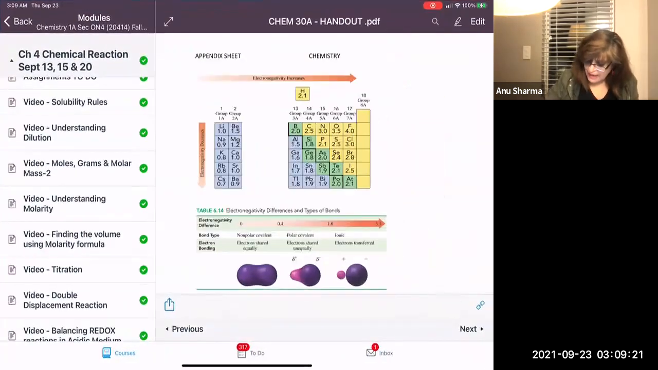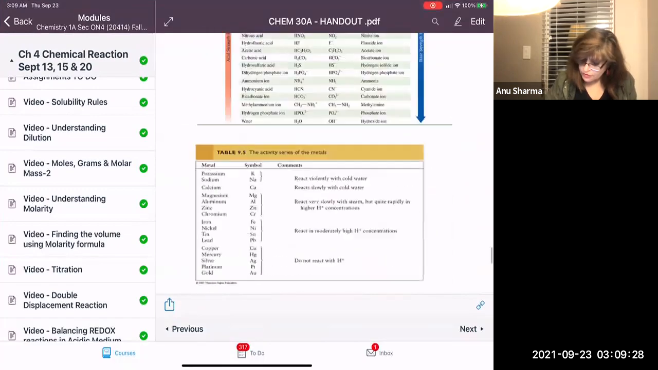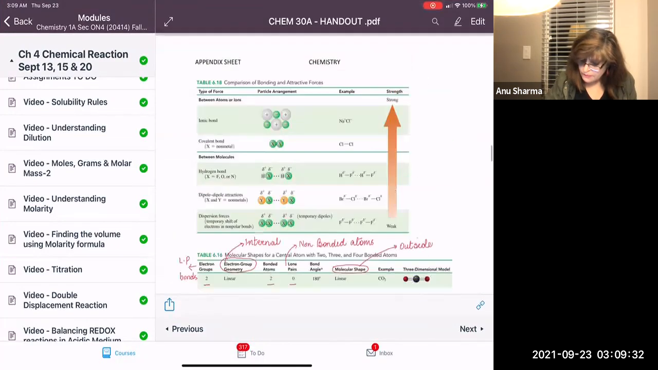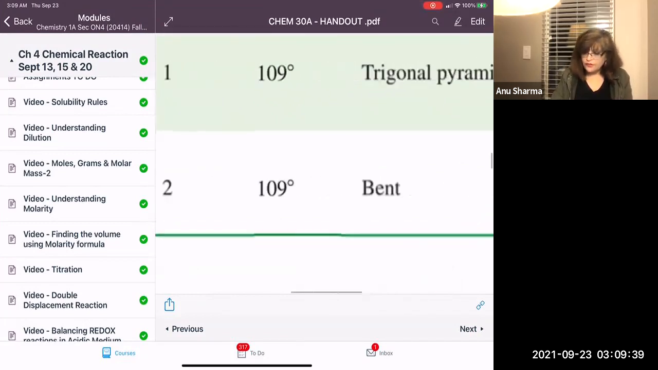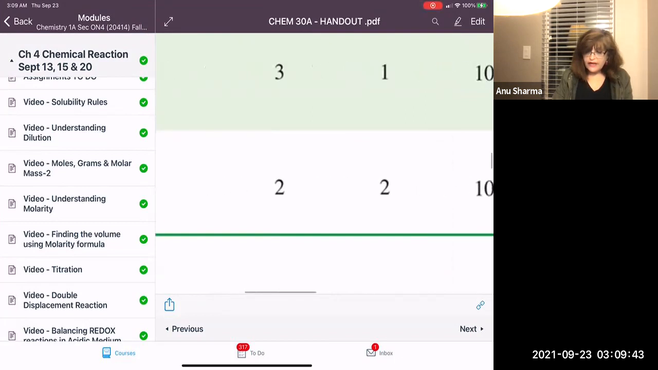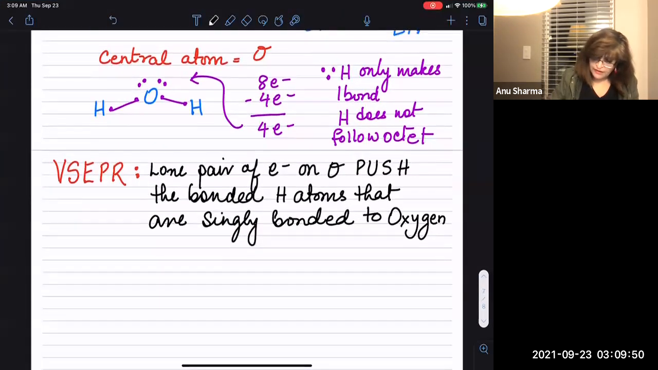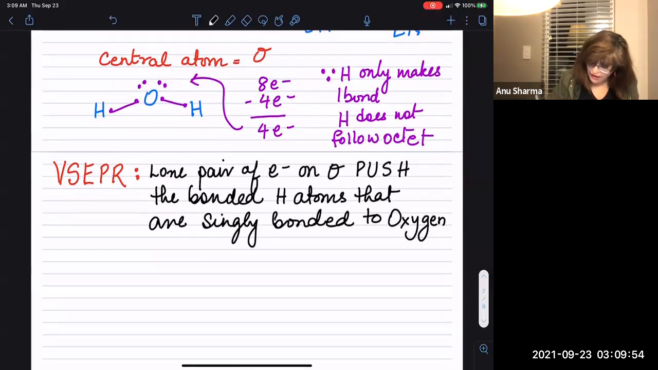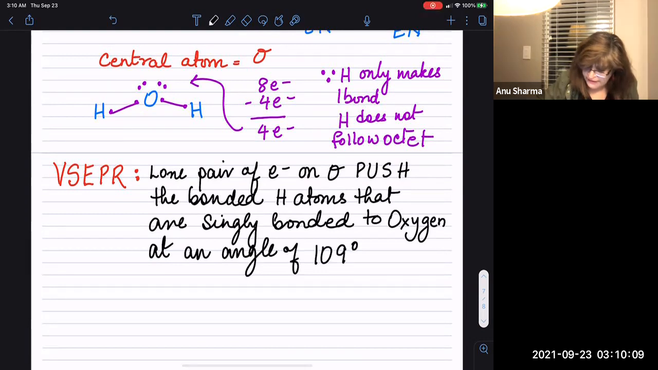Now let's look at this. This happens when you look at H2O right here. So at 109 degrees. So what should be the shape? And the tetrahedral is the electron group geometry. So when it pushes it, this always happens at an angle. So lone pairs of electrons on the oxygen push the bonded hydrogen atoms that are singly bonded to oxygen at an angle of 109 degrees in case of water.